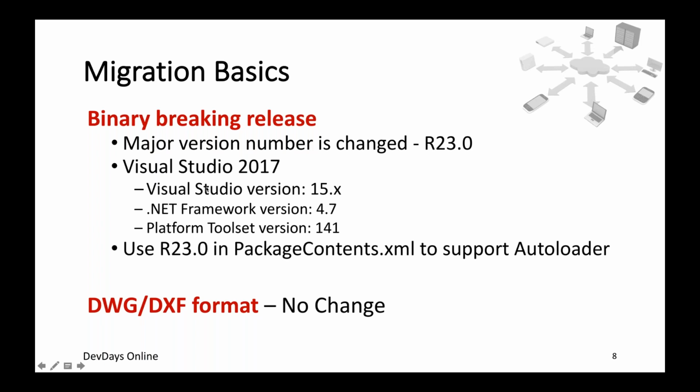Visual Studio versions, we're on Visual Studio 2017. Microsoft keep releasing updates for Visual Studio, and they've made it really hard for you to not accept those updates these days. So using any version of Visual Studio 15 dot whatever should be absolutely fine. .NET Framework is version 4.7, and the platform toolset version, which again is related to C++, is version 1.4.1, which is very heavily tied into the Visual Studio version. And as I said, for the DWG and DXF format, there's no change.